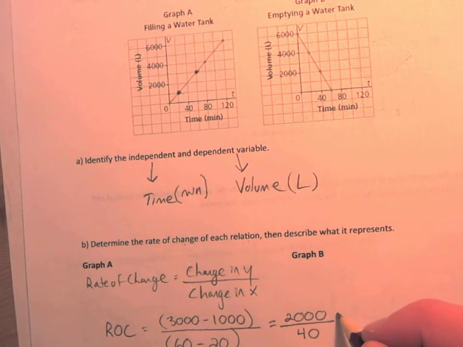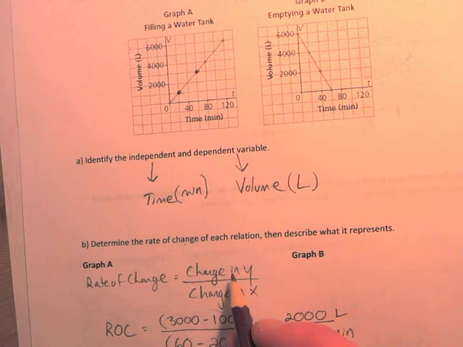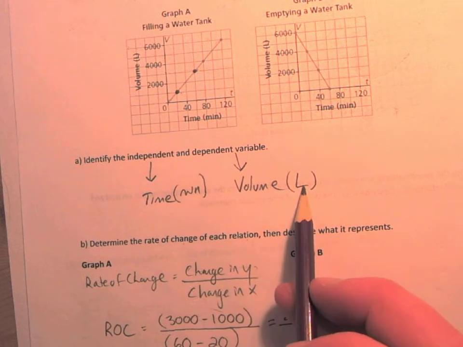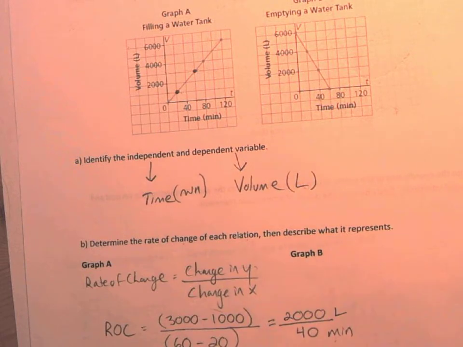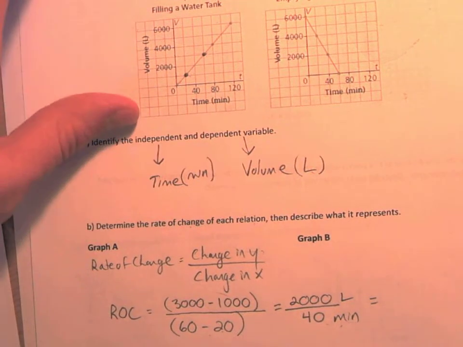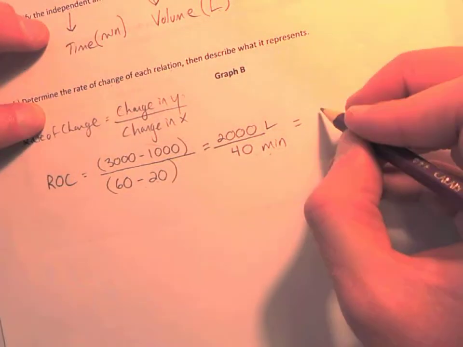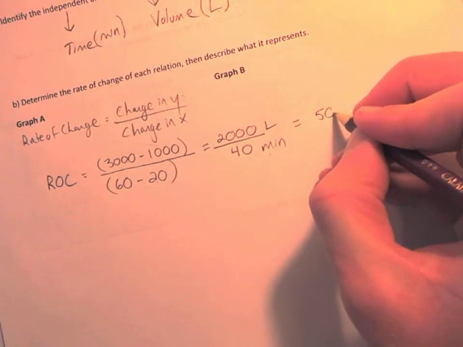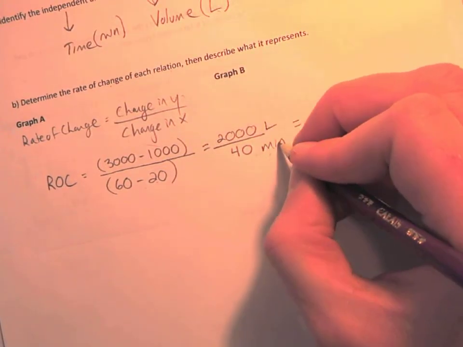And what are the units that we get? We have liters and minutes, because the top was our y, which is liters, and our bottom was our x, which is time, which is minutes. So now we just have to simplify this. 2,000 divided by 40. What does that give us? That gives us 50, and it's still the same unit, liters per minute.